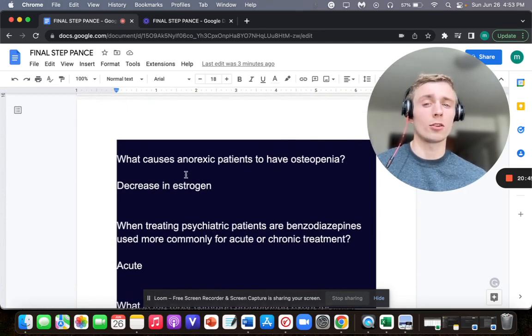What causes anorexic patients to have osteopenia? So this is going to be a decrease in estrogen. So remember, estrogen is protective. That's why sometimes we can even give hormonal contraceptives for osteopenia, which helps protect the bone. So if we decrease estrogen, they're going to have a risk of osteopenia.